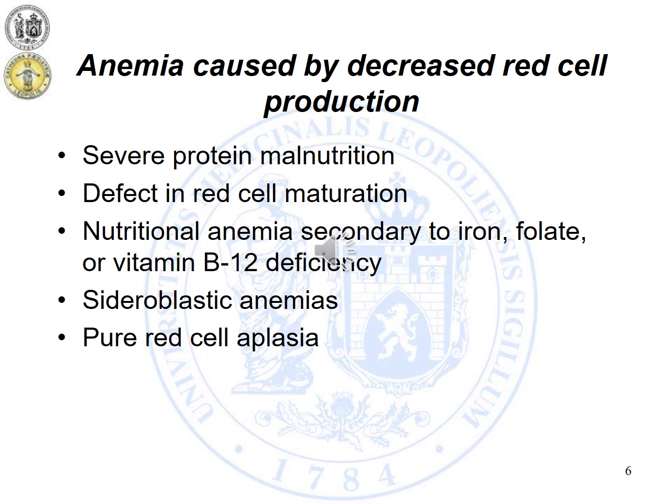Anemia is also caused by severe protein malnutrition, because the globin part of hemoglobin is actually a protein, so lack of protein will result in less production of the globin part. A defect in red cell maturation can be nutritional anemia secondary to iron, folate, or vitamin B12 deficiency. You know that these trace elements and vitamins play a role in maturation and division of red blood cells, as in microcytic anemia. It can also be sideroblastic anemia and pure red cell aplasia.